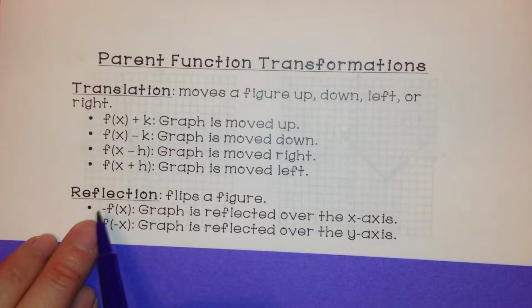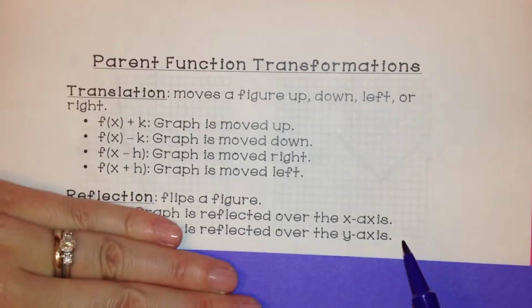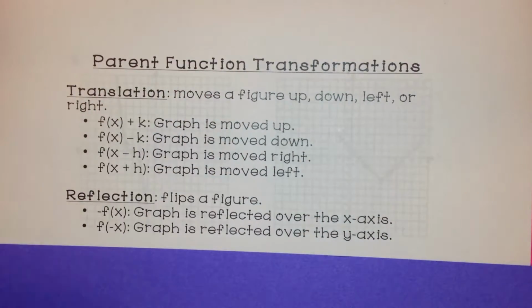Okay, so if you multiply your parent function by a negative, it'll reflect over the x-axis, so flip it down. If before you evaluate, you're multiplying x times the negative, so it's inside, then the graph is reflected over the y-axis, so it's flipped this direction.